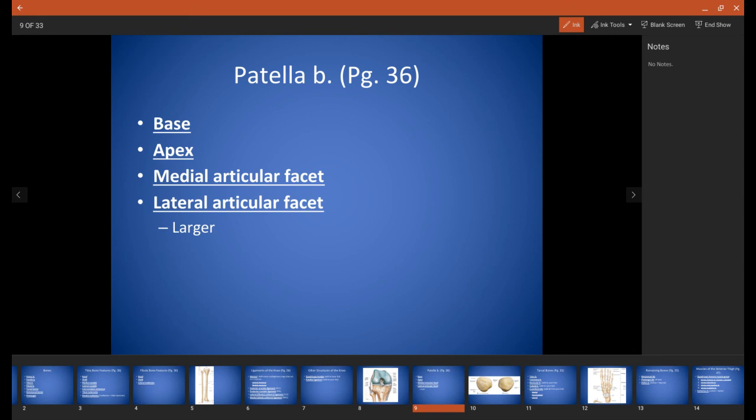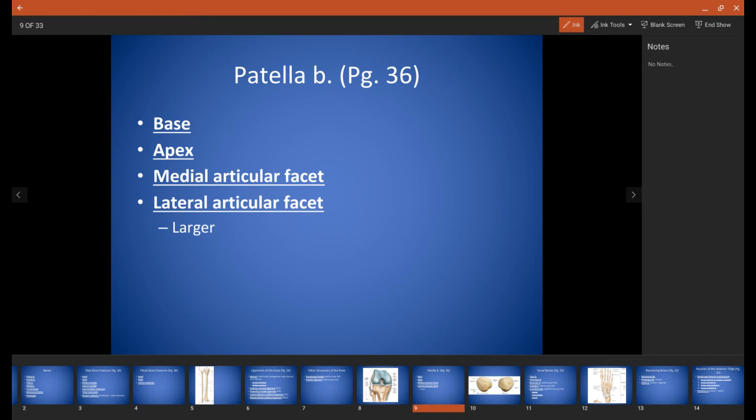Working on the patella bone, recall this is the kneecap. The base is going to be the flat part on the top. Apex will be the point at the bottom. And then we have two articular facets. So recall a facet is a small flat articular surface. These both are found on the posterior side of the bone, and that's where it's rubbing on the femur where it slides back and forth on that patellar surface and patellar groove.